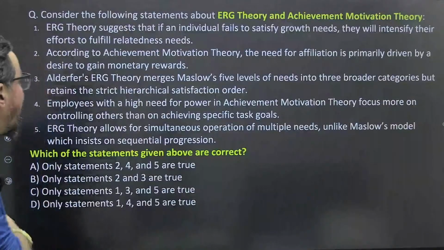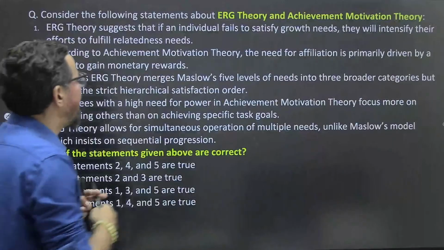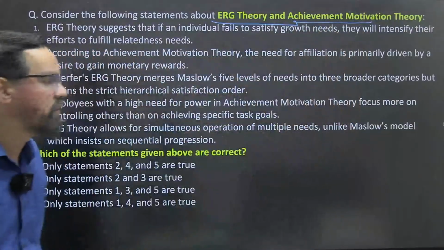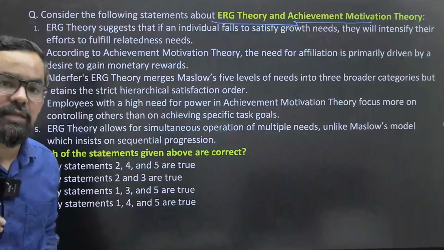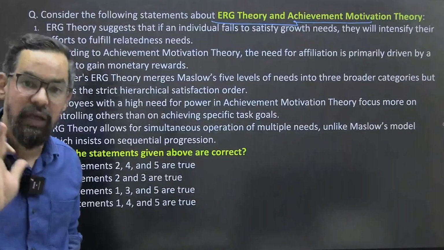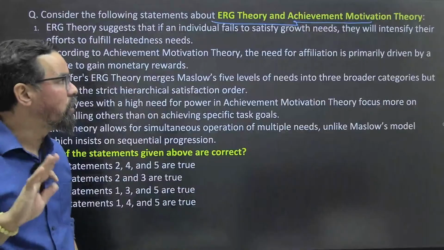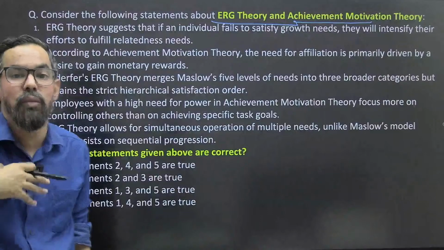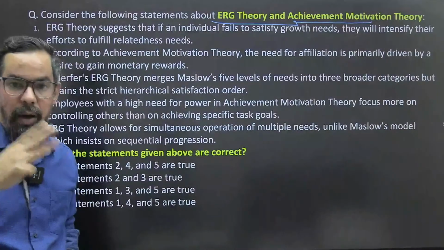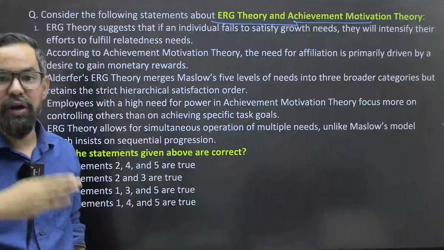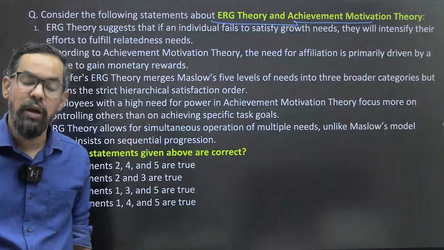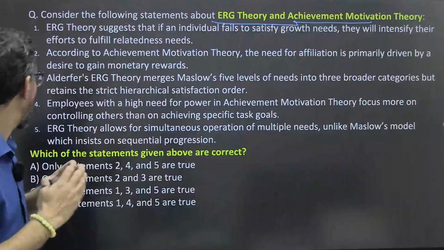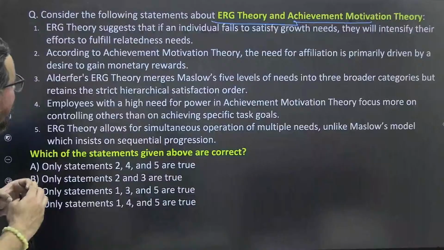Okay, let's move ahead. Consider the following statements regarding ERG theory and achievement motivation theory. ERG: existence, relatedness and growth, by Alderfer for ERG theory, and achievement motivation theory is McClelland's achievement theory. Like people they get motivated. It is also known as three factors theory. Achievement for affiliation, achievement for power, and achievement for achievements. Sorry, that is one term we use for that particular one. Maybe that is given in this particular one.